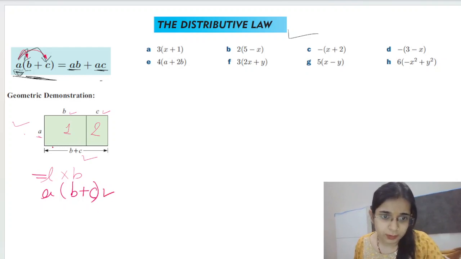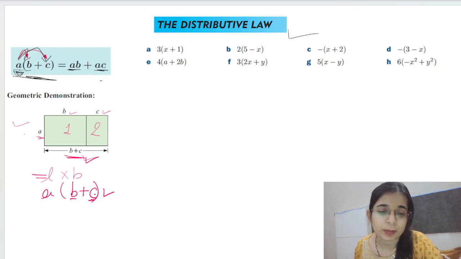Also you can see, whenever we are multiplying any term with an expression, instantly we have to put the bracket, because when you're multiplying a term with an expression, the term is getting multiplied by each and every term in the expression. That is why we have to first keep it in the bracket.